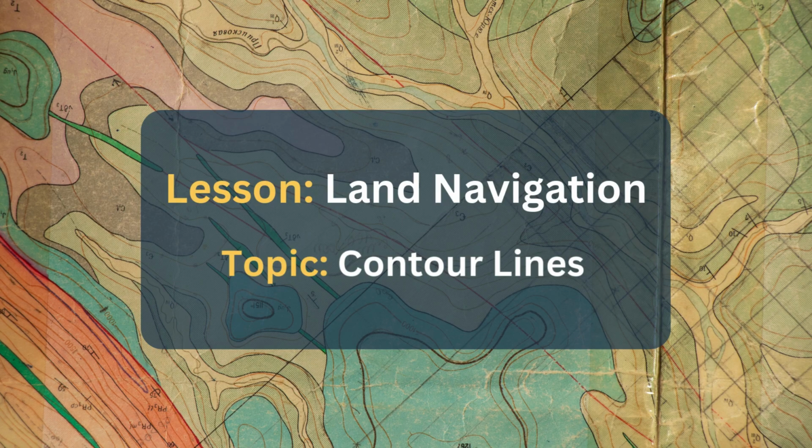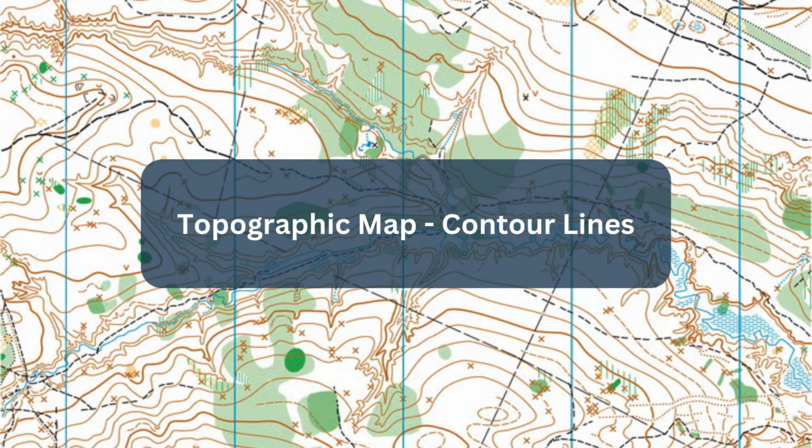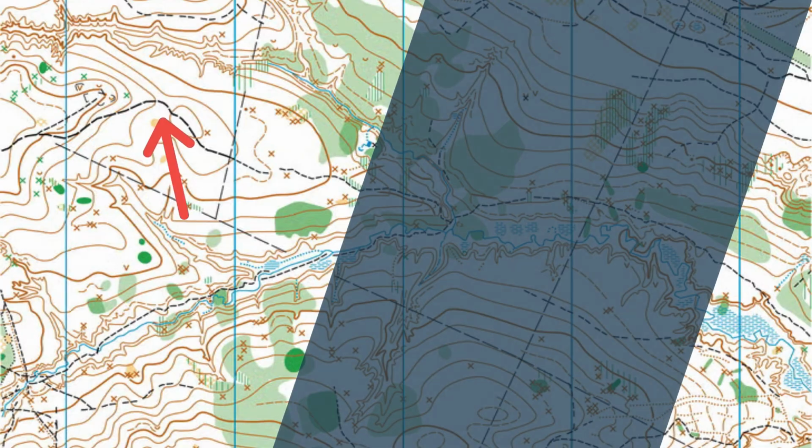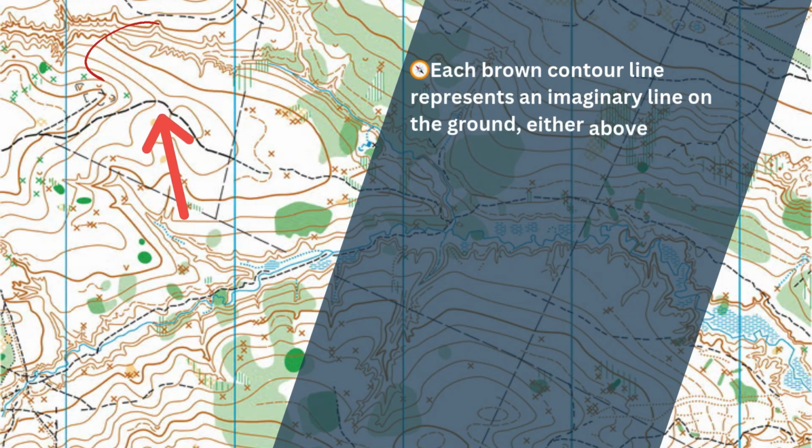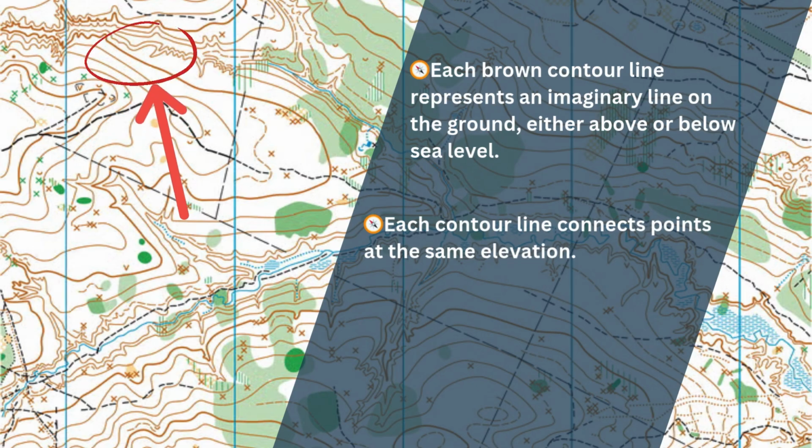In this video, we'll explore how to read and interpret contour lines to enhance your situational awareness and navigation skills. Contour lines are the most common way to show the shape and elevation of the land. A contour line is a brown line on a map that represents an imaginary line on the ground, above or below a specific reference elevation, usually sea level, where every point along that line has the same elevation.